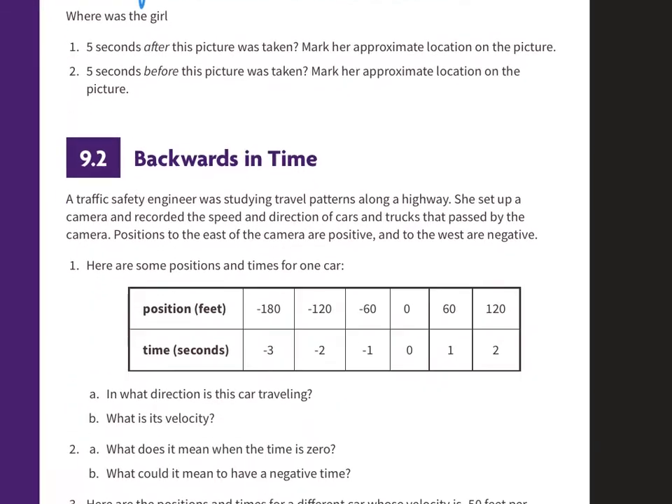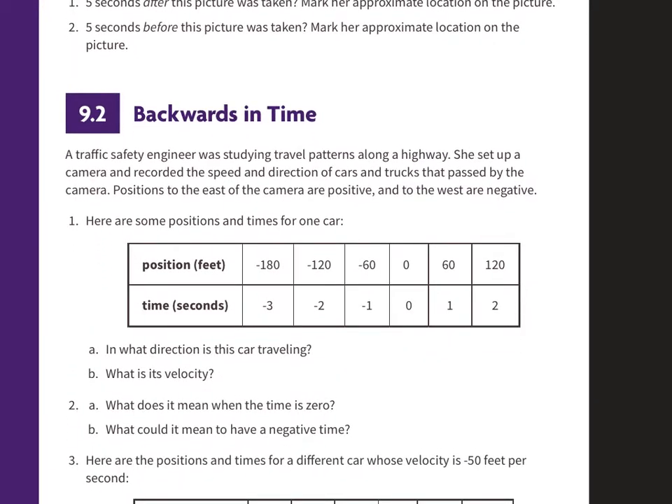All right, turning the page to page 82. A traffic safety engineer was studying travel patterns along the highway. She set up a camera and recorded the speed and direction of cars and trucks that passed by her camera. Positions to the east of the camera are positive and to the west are negative. So once again, the negative position means just west of the camera. The negative time just means before it passed the camera. So in what directions are the cars traveling?